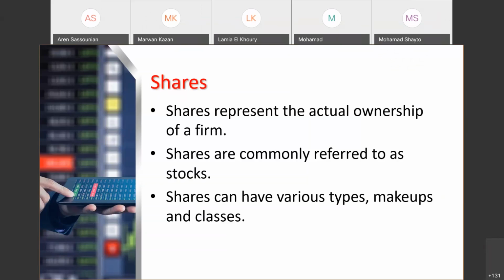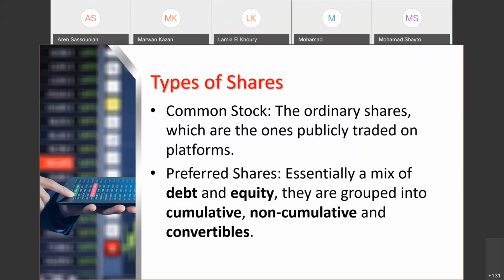And shares can have various types and classes. Not all shares are created equal. We'll get into that in a bit. First of all, you have your types of shares: your common stock and your preferred shares. The common stock is what Marwan and I commonly refer to. It's the shares that are traded on the stock exchanges, the public ones. And then you have your preferred shares.